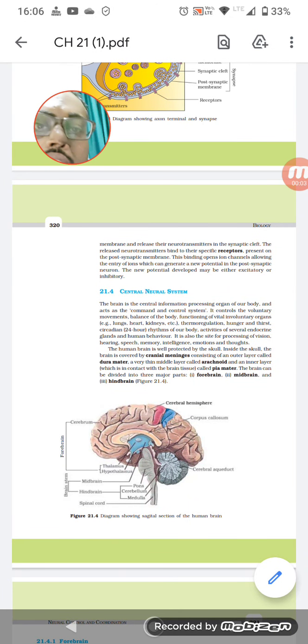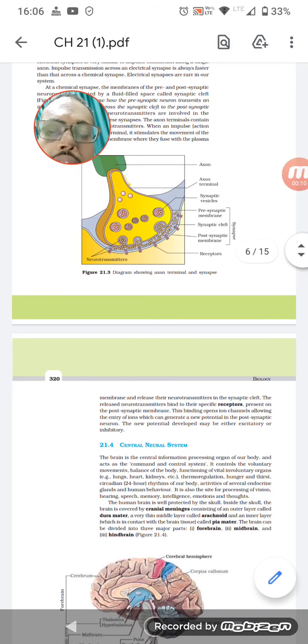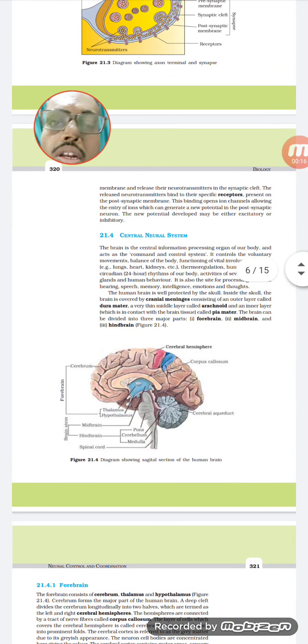Hi everybody. In the last class we discussed how nerve impulses pass through the synaptic knob or cleft to another muscle or a neuron. Now we are going to discuss in a little more depth the central nervous system. The central nervous system comprises the brain and spinal cord.